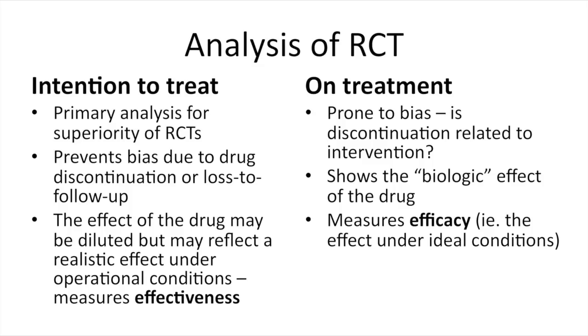The intention to treat analysis is the primary analysis for superiority of randomized controlled trials. It prevents bias due to drug discontinuation and loss to follow-up. So this is the safest way of analysis, and this is the gold standard of analysis of RCTs for superiority. And the effect of the drug may be diluted because the patient didn't take the drug, but may reflect a realistic effect under operational conditions. So it measures effectiveness. And on the other side, with the on-treatment analysis, this is prone to bias.